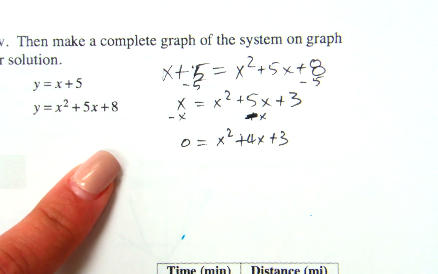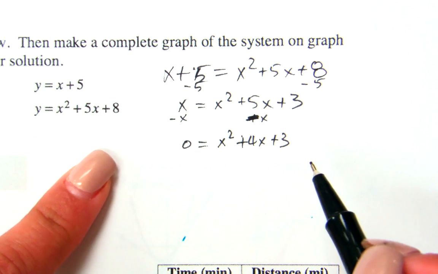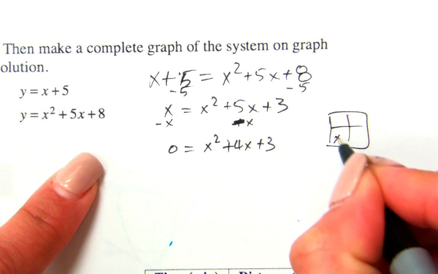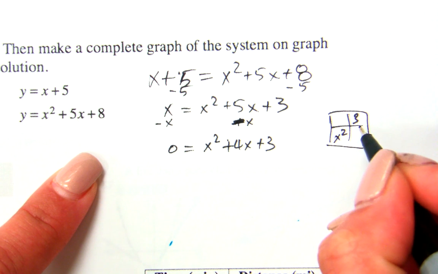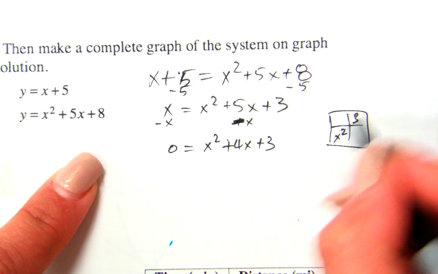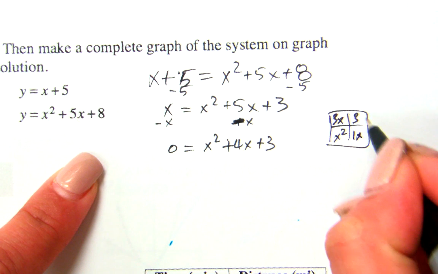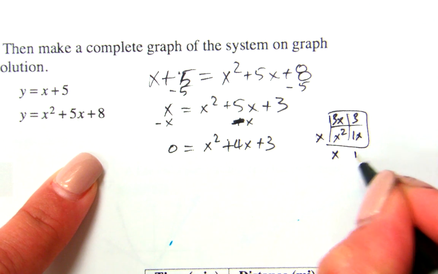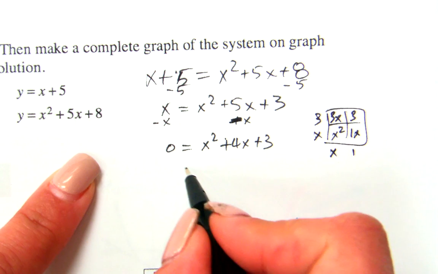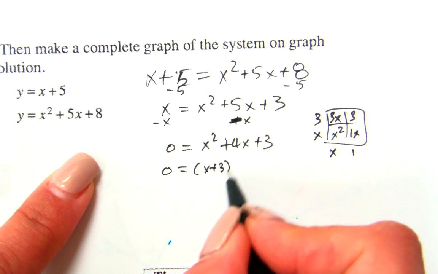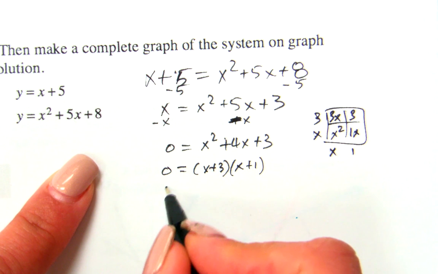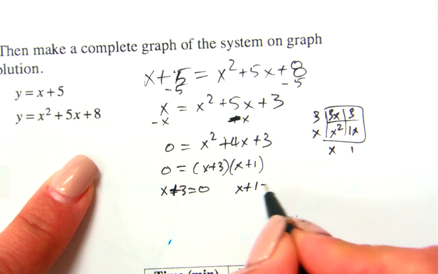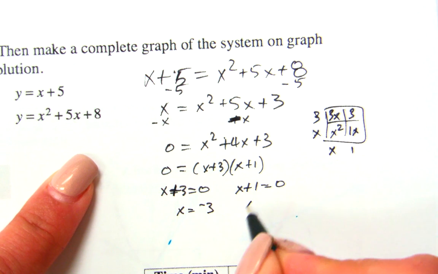Okay, so we need to solve this. Do we want to factor? Yeah, factoring sounds like a good idea. So x squared, 3, what is this, 1 and 3. Okay, so 3x and 1x. That gives us 4 in the middle. Oh, this is going to be really easy. Okay, so we have 0 equals x plus 3 and x plus 1. So x plus 3 equals 0, x plus 1 equals 0. So x equals negative 3 and x equals negative 1.